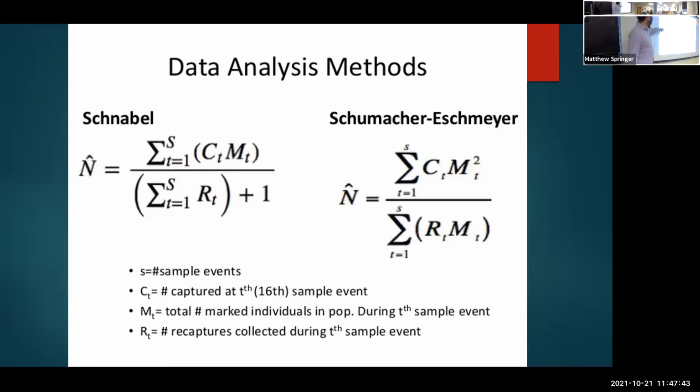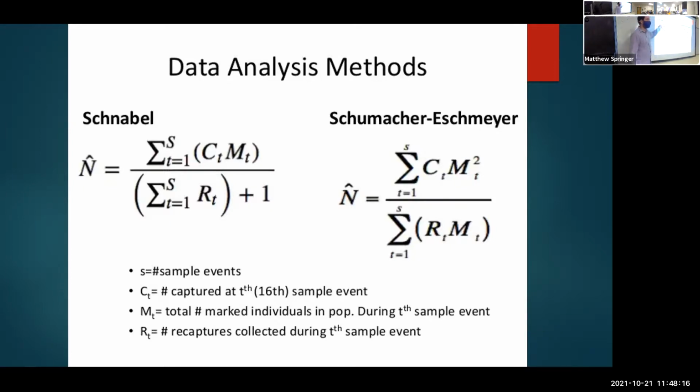Remember that this is the sum of all the combinations of CT: captures in that sample event times the total marked number of individuals in that sample event. So this could be capture event 4 times marked numbers of individuals captured in event 4. You sum all these together and divide it by the sum of all the recaptures collected in each of the sampling events plus 1.